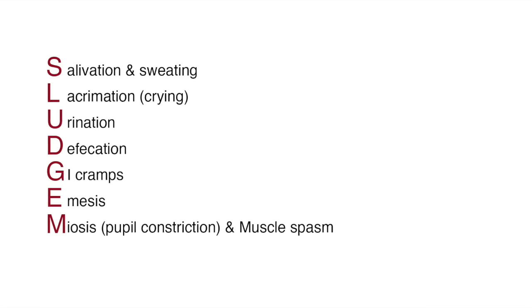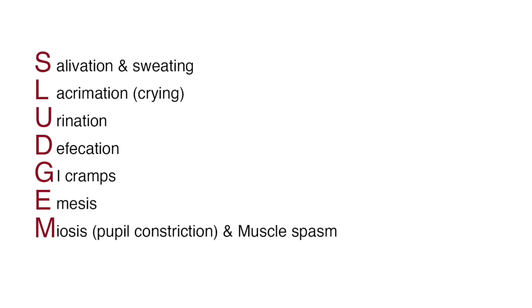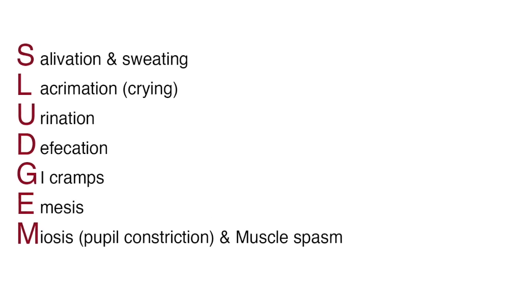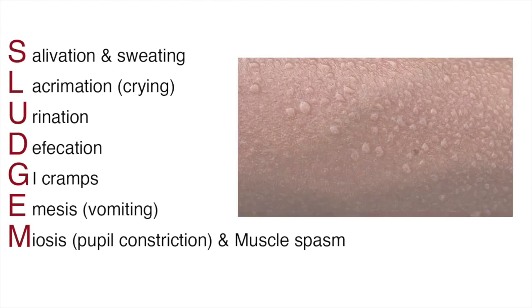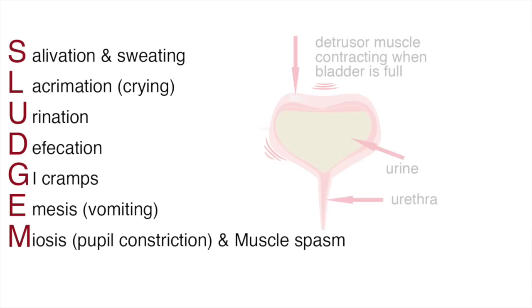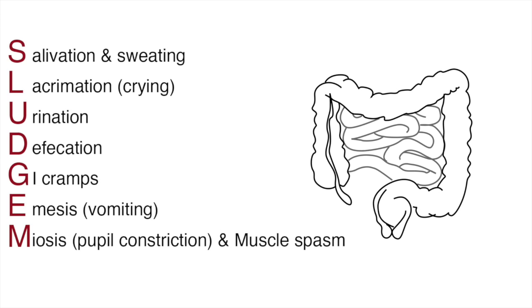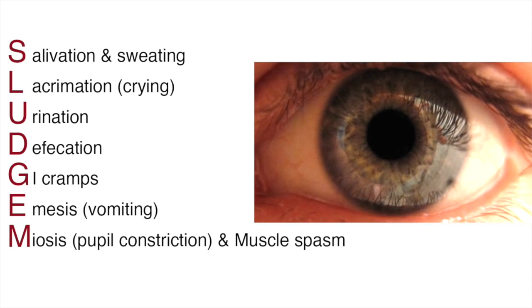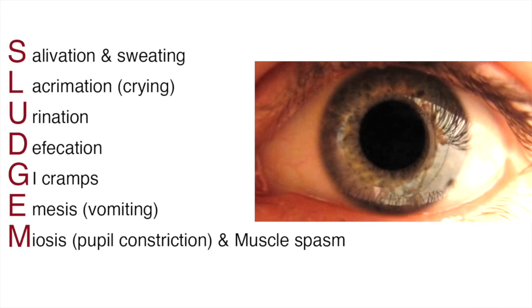Too much cholinergic medication can lead to an overstimulation of the parasympathetic nervous system and lead to unwanted side effects. The acronym SLUDGE-M will help us remember the adverse effects of cholinergic drugs: salivation and sweating, lacrimation or crying, urination, defecation, GI cramps, emesis, miosis, which is pupil constriction, and muscle spasm.